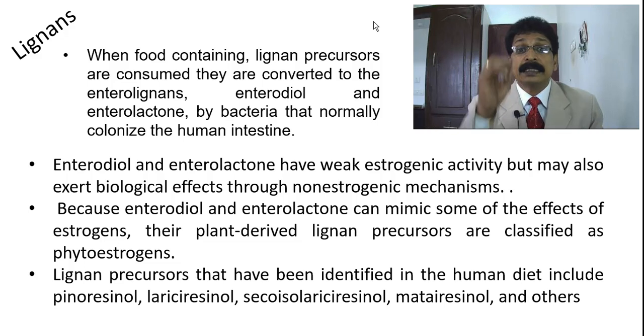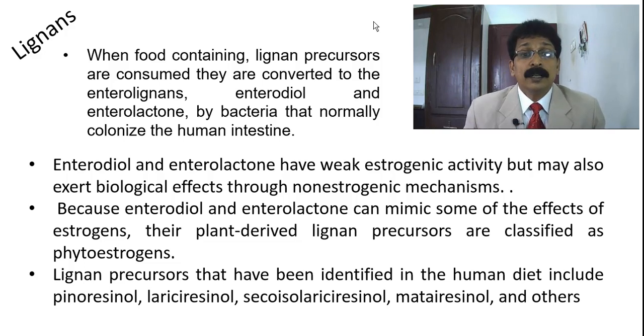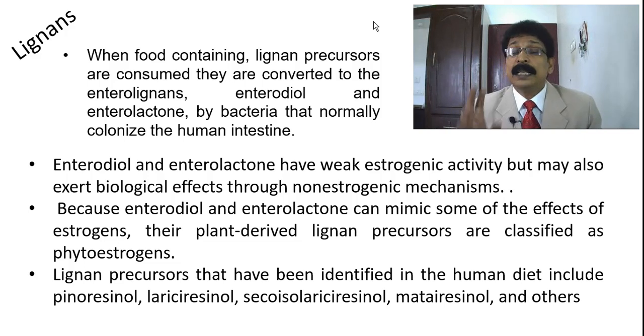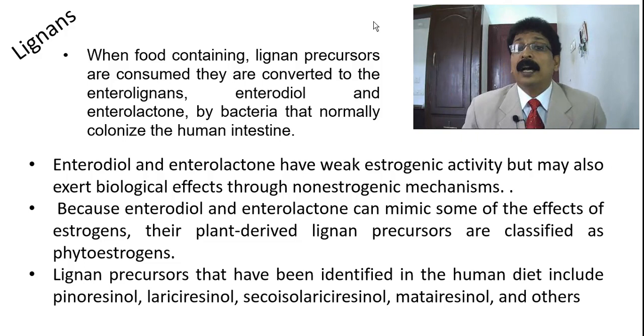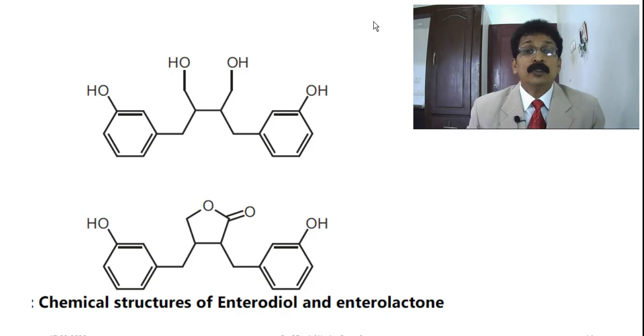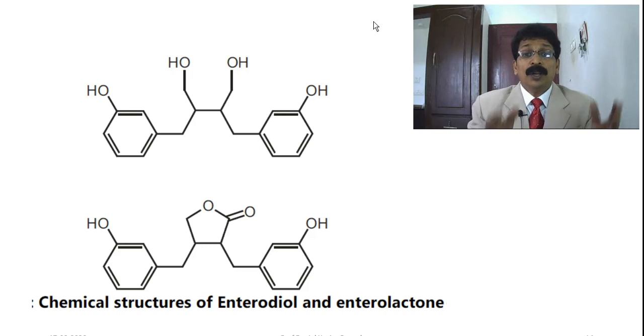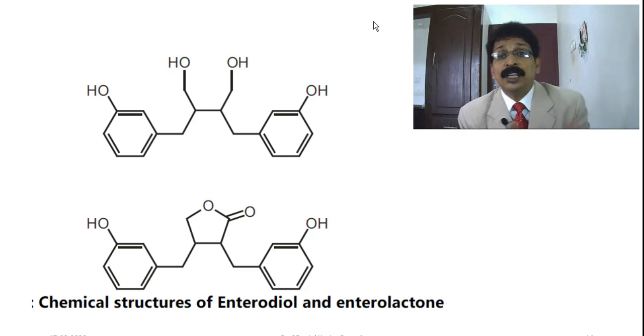Lignan precursors that have been identified in the human diet include pinoresinol, lariciresinol, secoisolariciresinol, matairesinol, and others. You see the chemical structure of enterodiol and enterolactone.